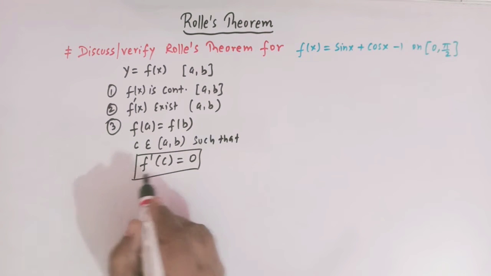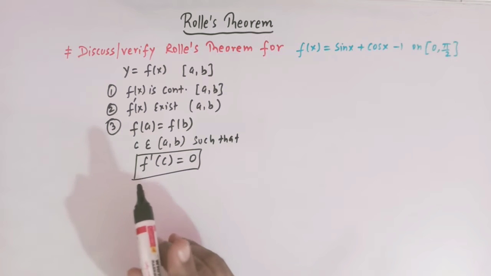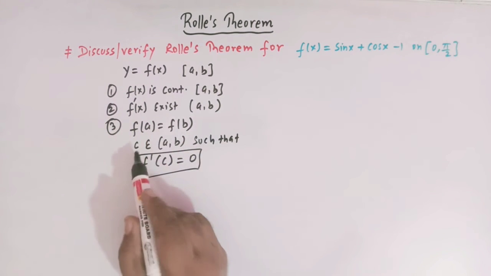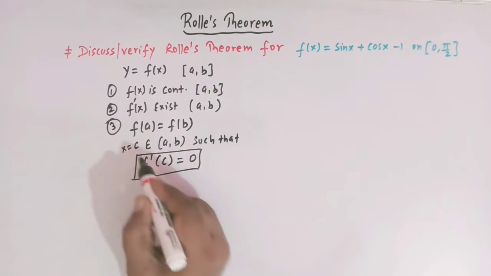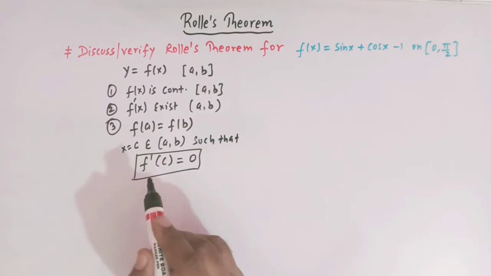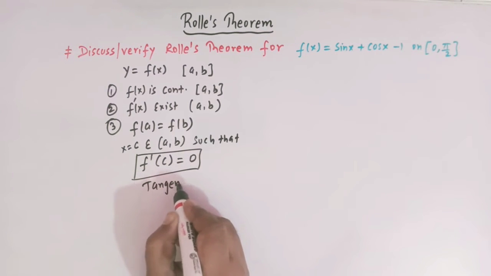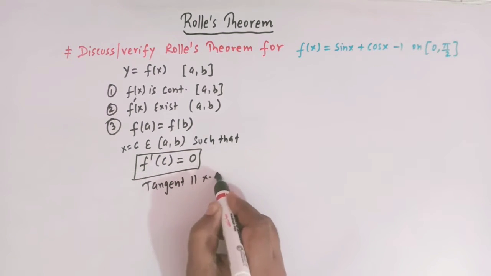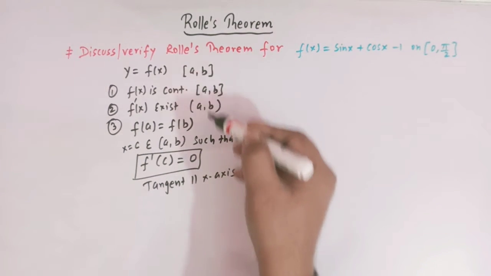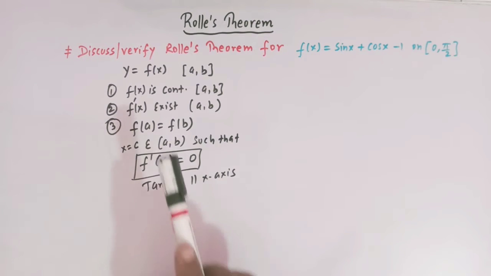This line suggests that the derivative of the function at the point x is equal to c must be equal to 0, that is, the tangent must be parallel to the x-axis. So this is the statement of Rolle's theorem. Now let us apply this theorem to this function.